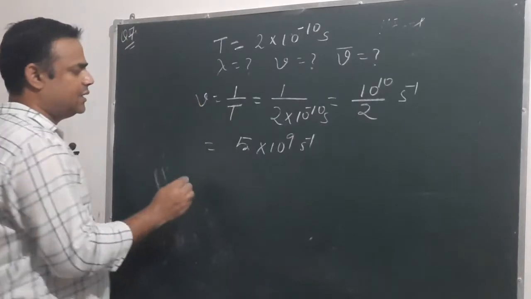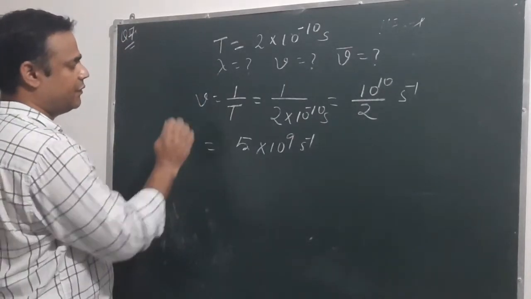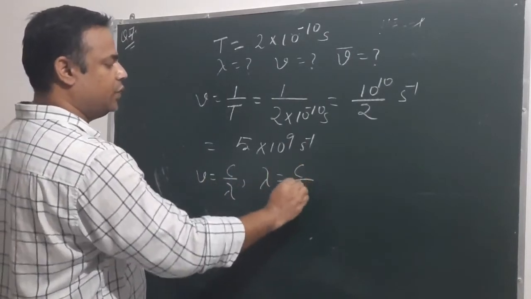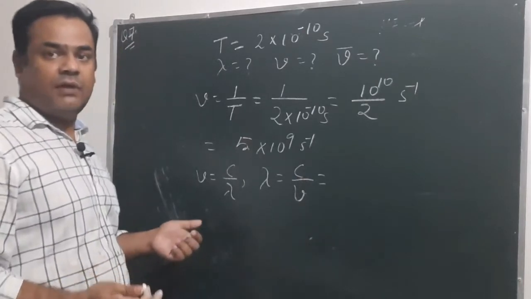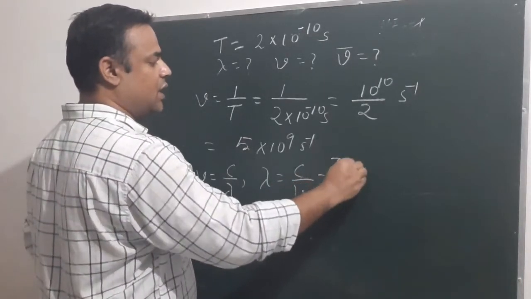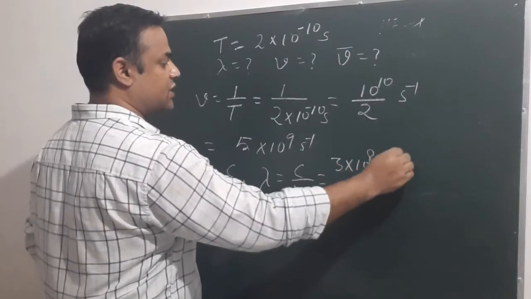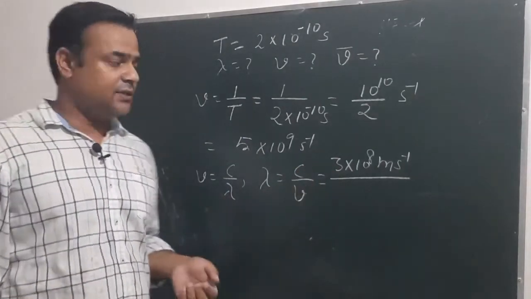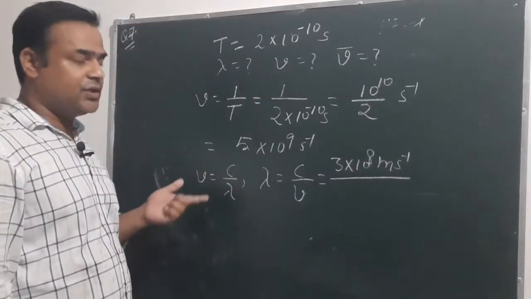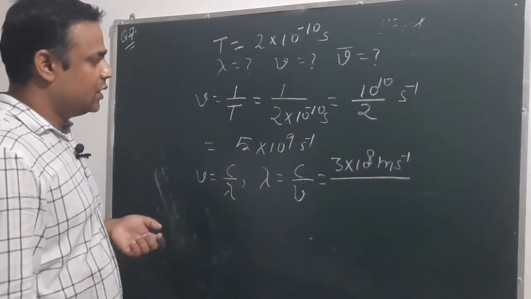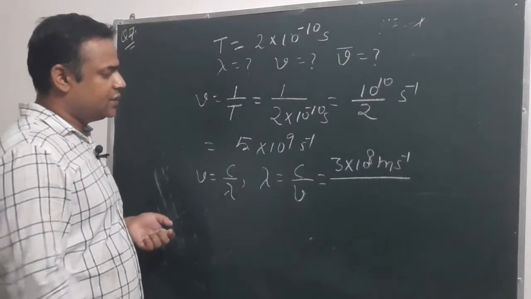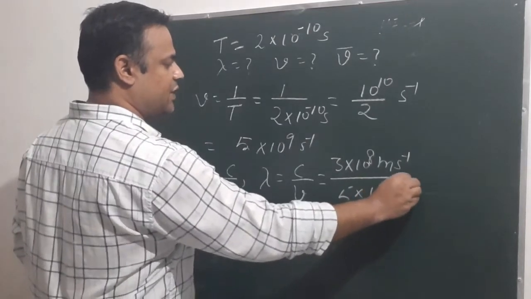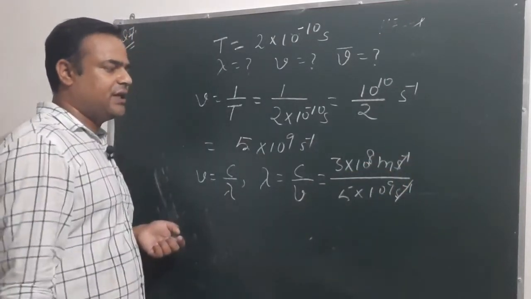Now we have to calculate the lambda, and we know the relationship between frequency and lambda, that is nu equals c by lambda. From here we can write lambda equals c upon nu. Value of c is velocity of light, and this value is constant, 3 into 10 to the power 8 meter per second. This value is constant in air and vacuum, but if we change the medium, the speed of light will change. So we are doing all calculation by assuming that there is air or vacuum. So 3 into 10 to the power 8 meter per second, and frequency we have calculated 5 into 10 to the power 9 second inverse. You can see here units cancel out, second inverse, we have only meter.